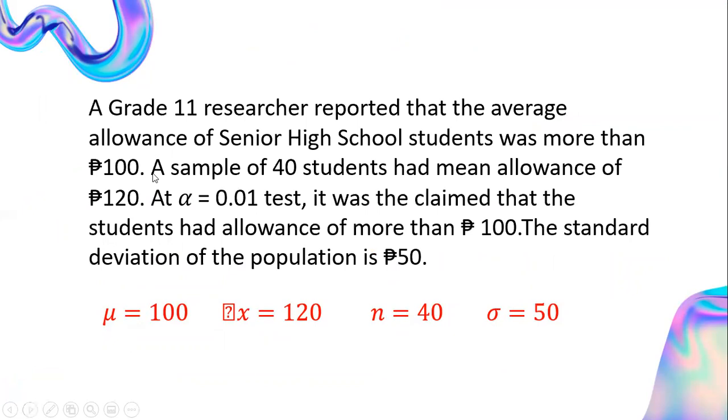Let's have the last example that we had. A grade 11 researcher reported that the average allowance of senior high school students was more than 100. A sample of 40 students had a mean allowance of 120. At alpha equals 0.01, test the claim that the students had an allowance of more than 100. The standard deviation of the population is 50 pesos. So these are the given, okay?